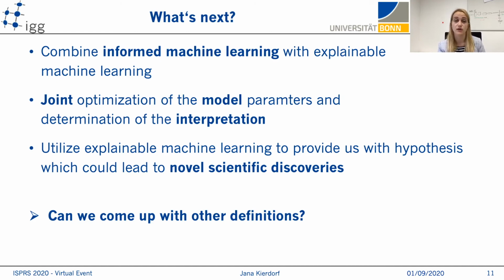Another aspect is that currently most of the interpretation tools are applied post hoc. That means the choice of the machine learning model, for example, the neural network architecture, and the choice of the interpretation tool are independent of each other, which can lead to limited possibilities for explanations. Also, currently explainable machine learning is mostly used to prove or find hypotheses which are already known to us, but it would be really cool if it could provide us with hypotheses which could lead to novel scientific discoveries. So we could ask whether we can come up with other definitions.